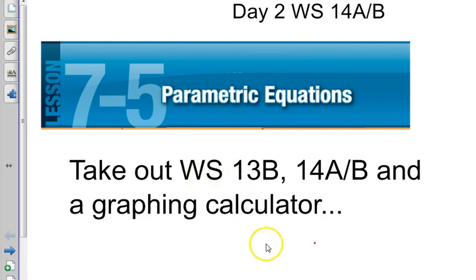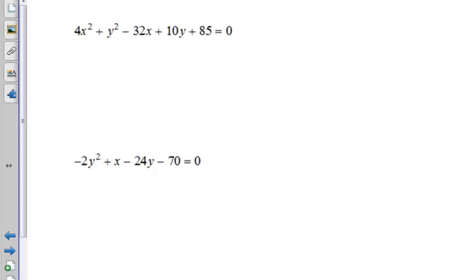All right. So today we're doing more parametrics. Let's just warm up for the 4 people, I think, who were gone yesterday. Oh, wait. Let's warm up first with some quiz review. Complete the square, identify the conic, and find the eccentricity.